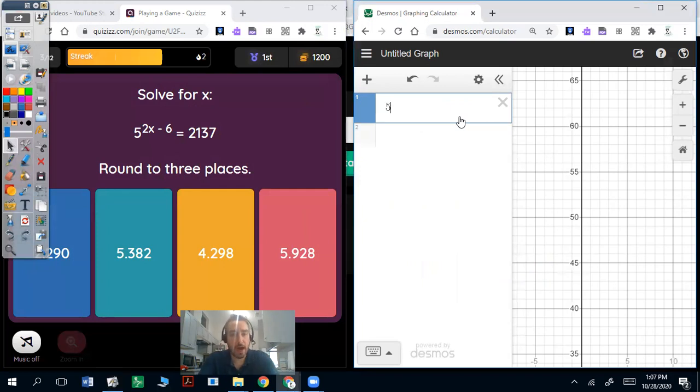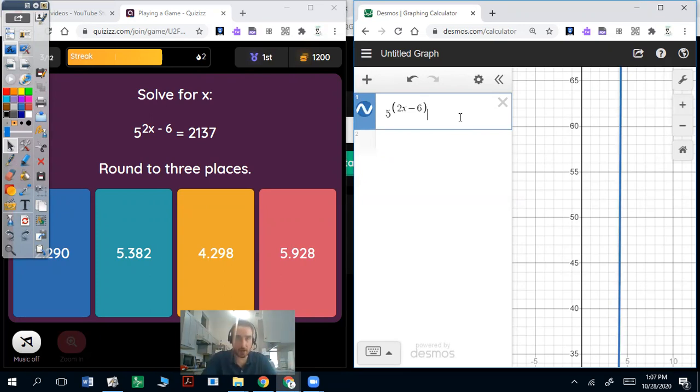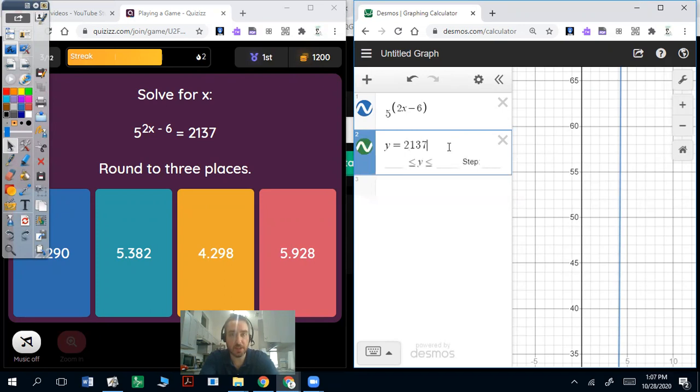So we would do 5 raised to the, now use parentheses when you have multiple terms in the exponent. So we would do parentheses 2x minus 6. Then you can close up the parentheses, hit the right arrow, it'll bring it down, and then you have your expression. Now down here, we'll say y equals 2137.